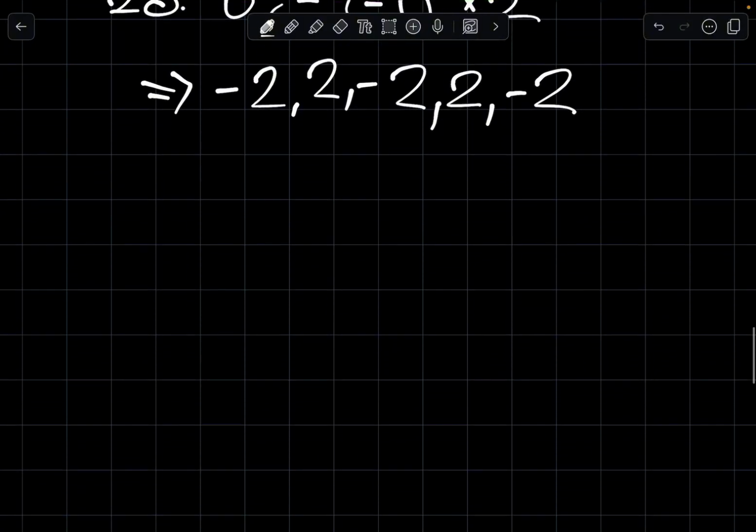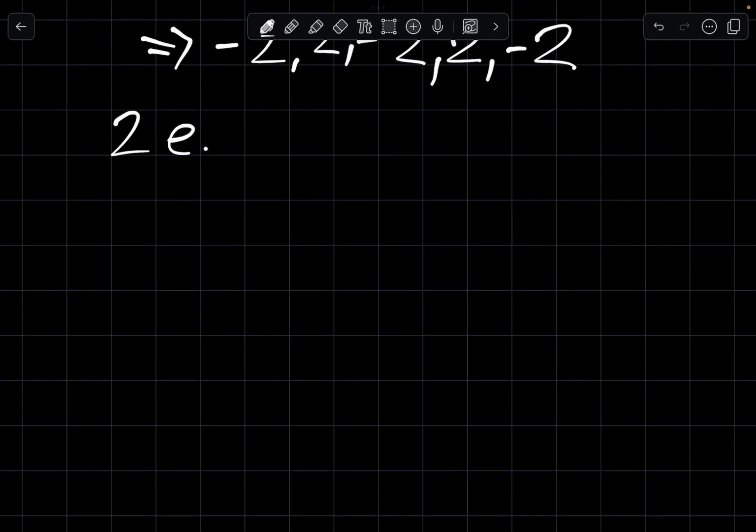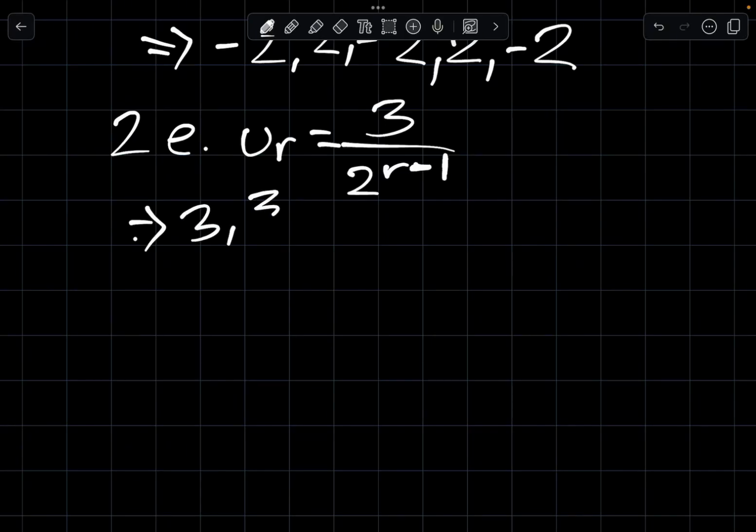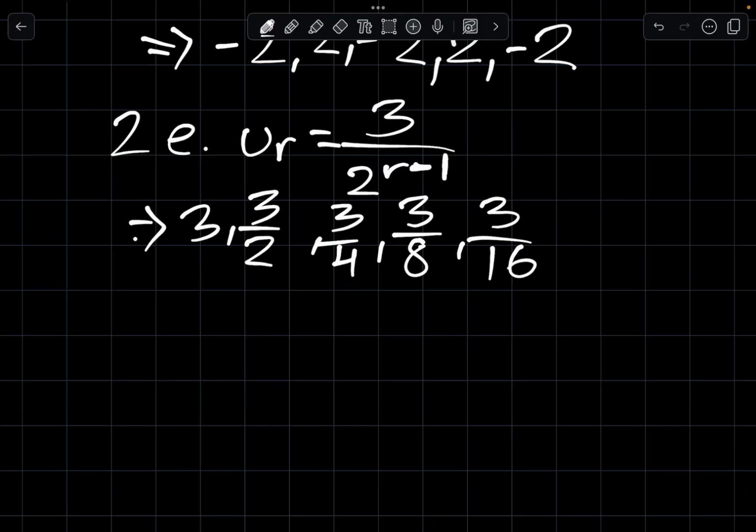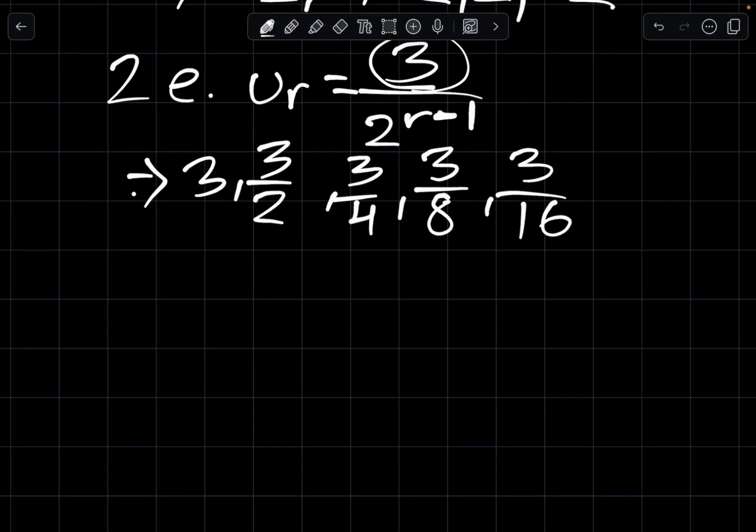Okay, next equation is going to be 2e. Here we have u_r is equal to 3 divided by 2 to the r minus 1, so that r is being subtracted. And after plugging in 1 through 5, we get the terms 3, 3 over 2, 3 over 4, 3 over 8, and 3 over 16. Our numerator stays the same every time because nothing is happening to it. And that's going to be all for exercise 2.